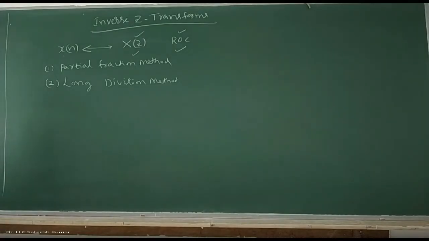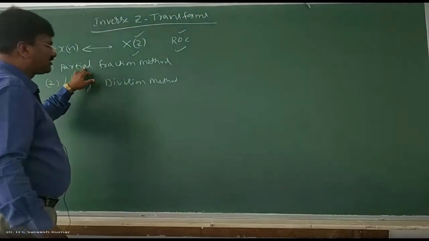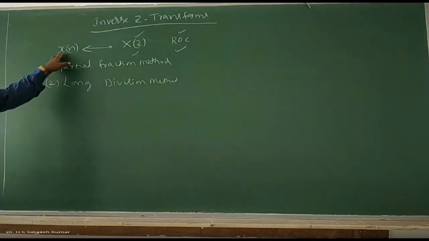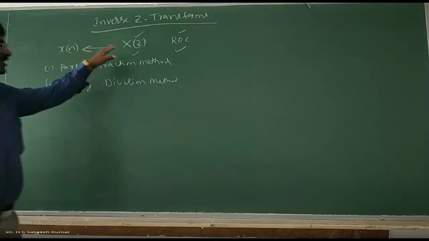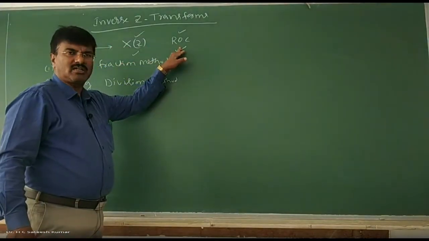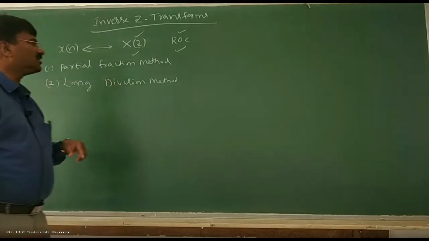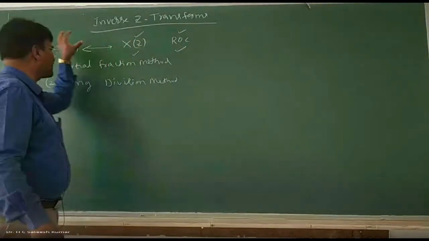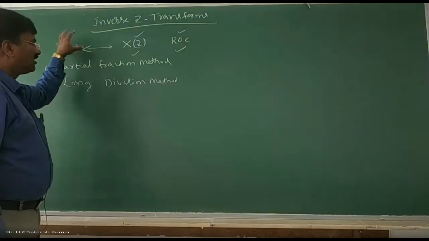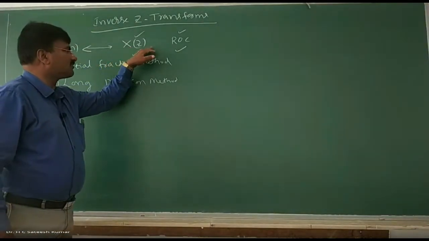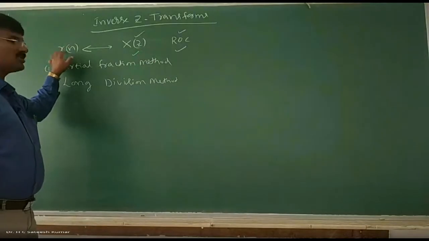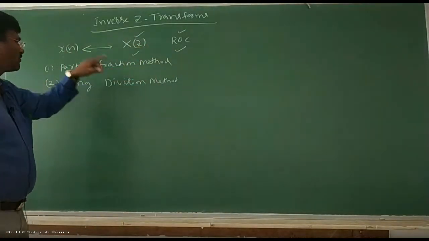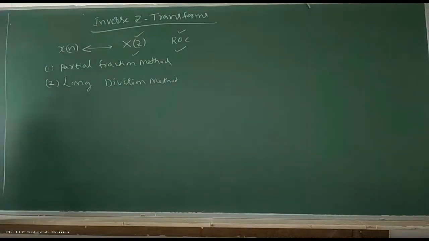We have two methods for finding the inverse Z. As I said, inverse Z transformation is the opposite of the Z transformation. In the Z transformation, given x of n, we obtain x of z and ROC. To get back the original sequence, we need x of z and ROC. So, given x of z and ROC, obtaining x of n is nothing but inverse Z transformation.